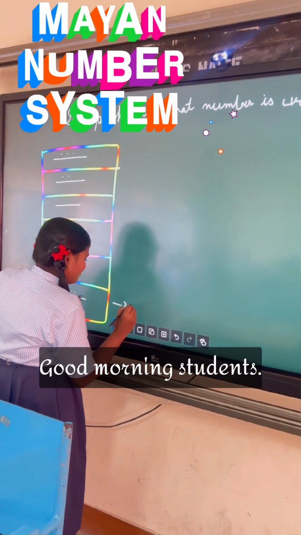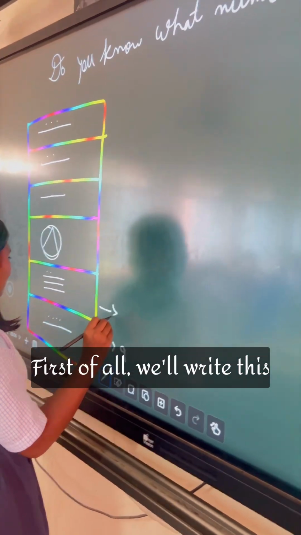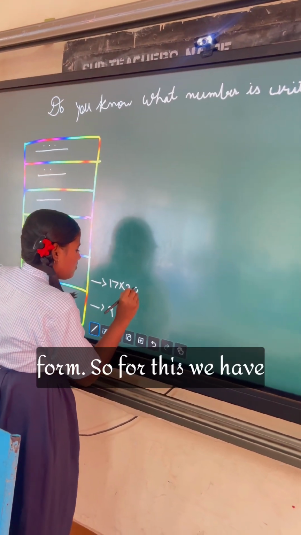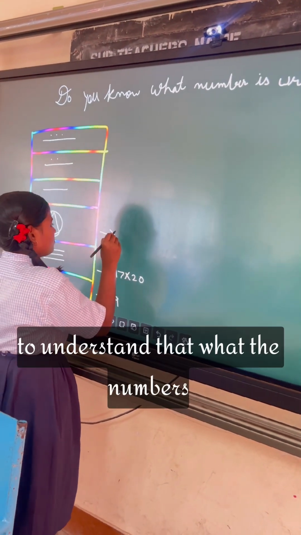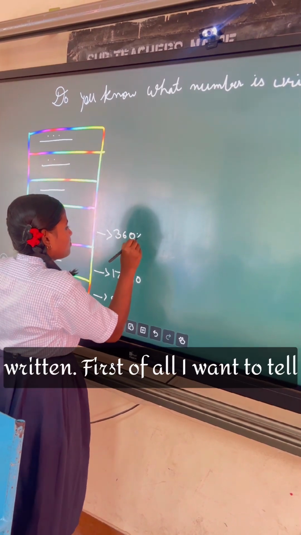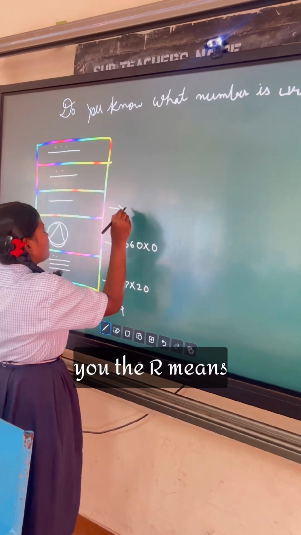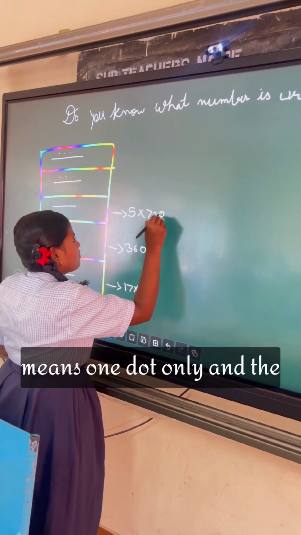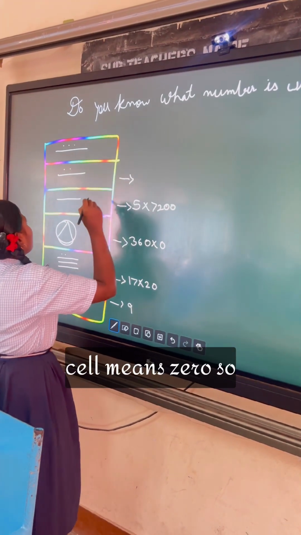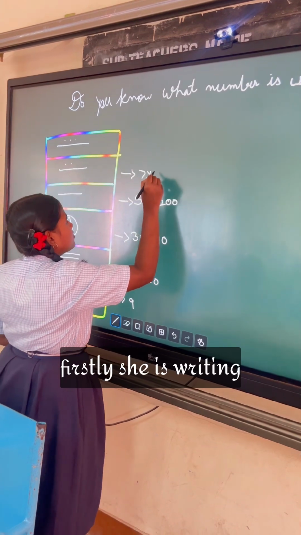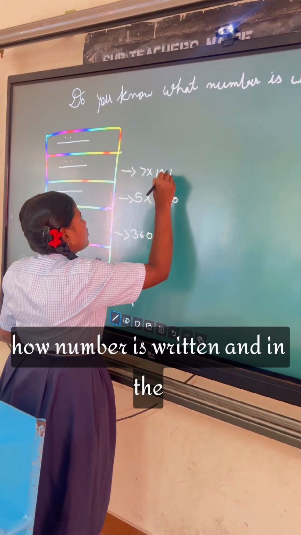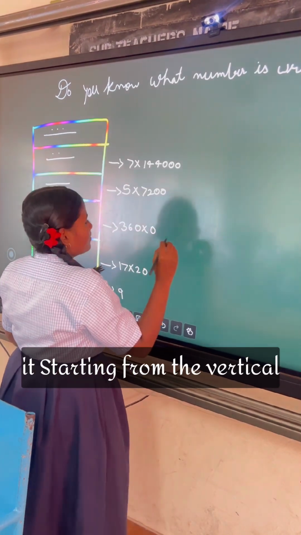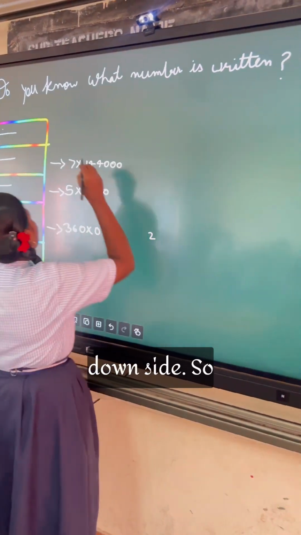Good morning, students. First of all, we'll write these symbols in numeral form. For this, we have to understand what number is written. First of all, I want to tell you the bar means 5, one dot means one only, and the shell means 0. So firstly, she is writing what number is written, and in the Mayan number system, it starts from the vertical downside.